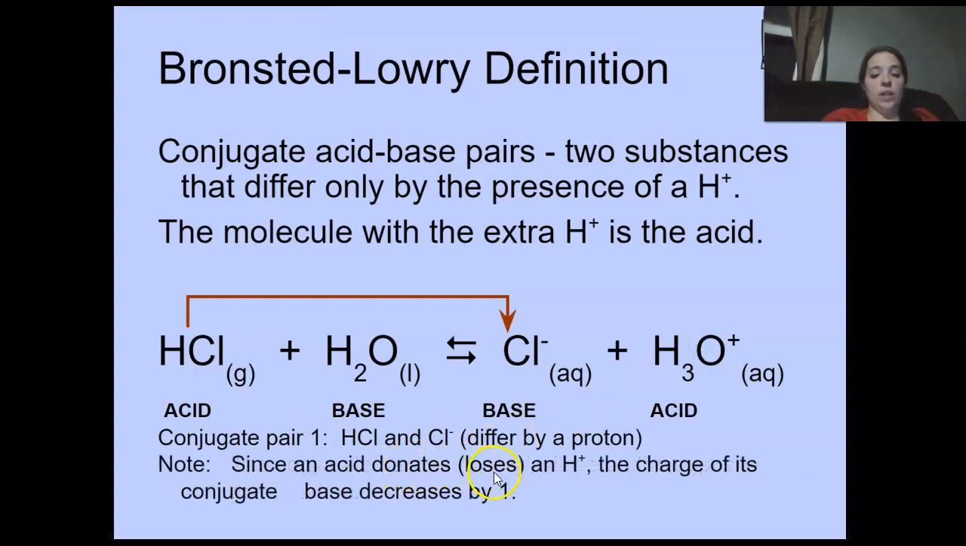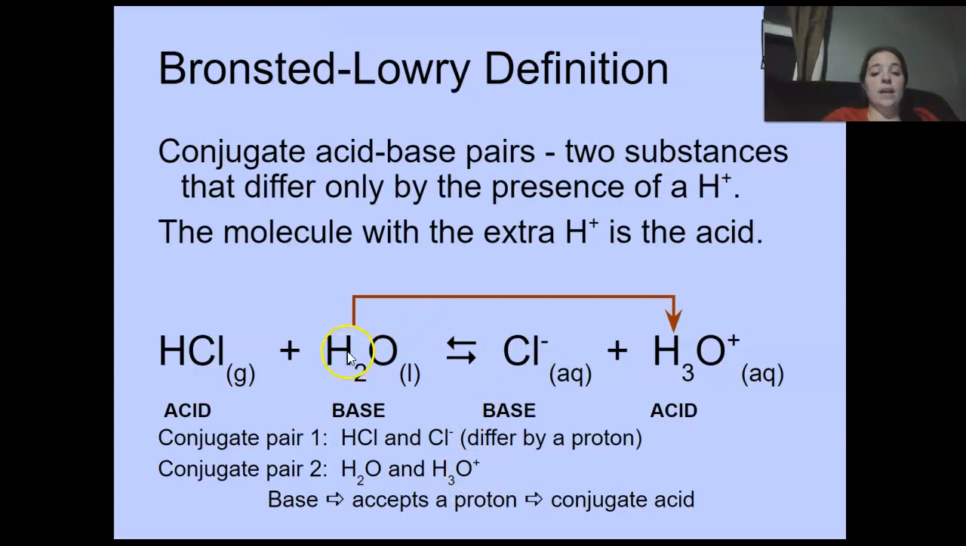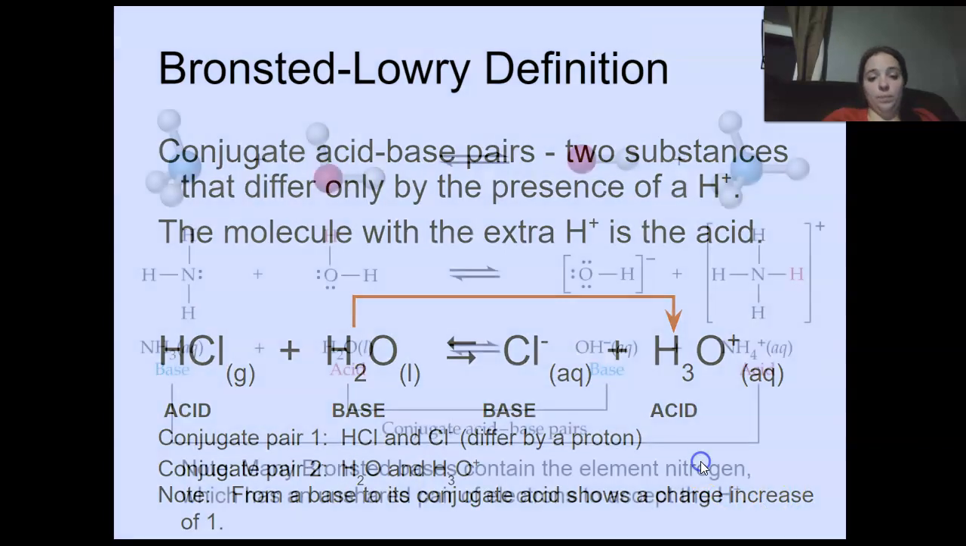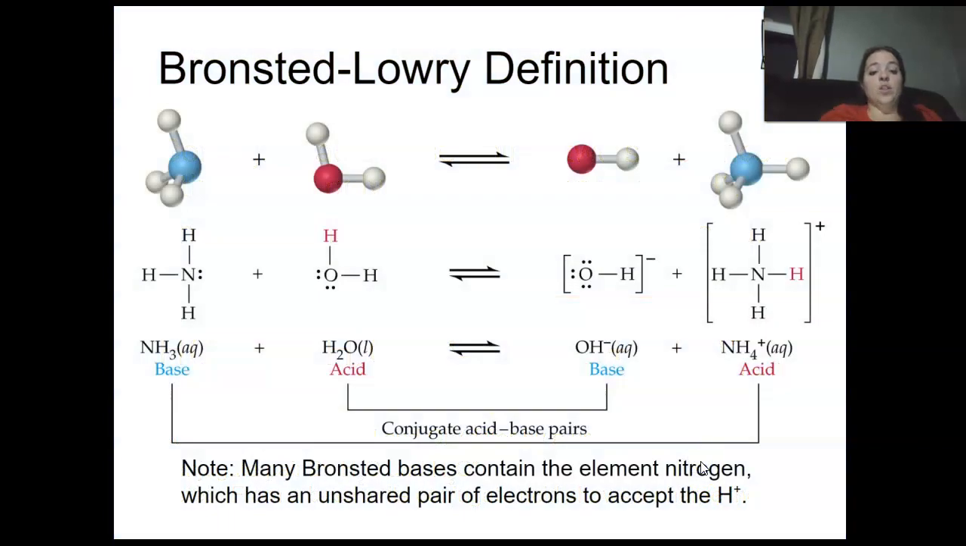Since the acid donates or loses, the charge decreases by 1, whereas the base adds 1, so it increases by 1. All right, so many Bronsted bases contain the element nitrogen, which has an unshared pair of electrons to accept the hydrogen.